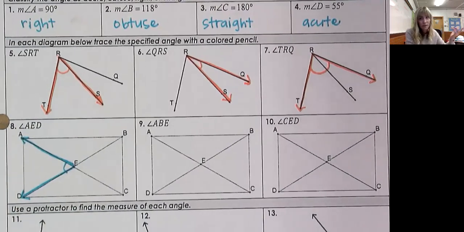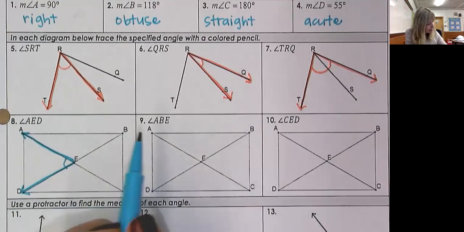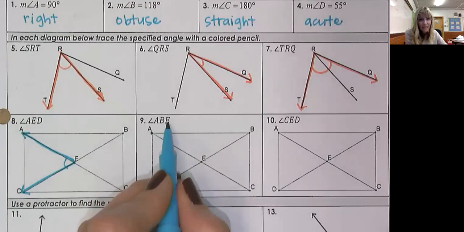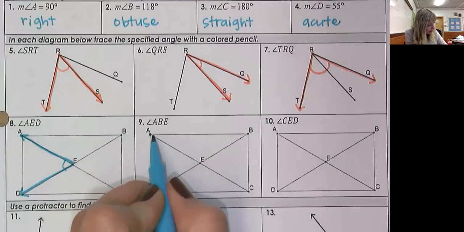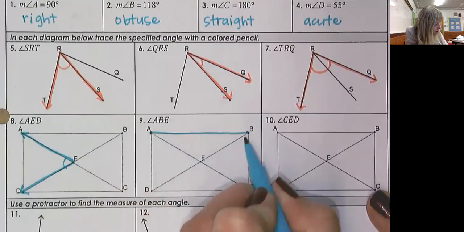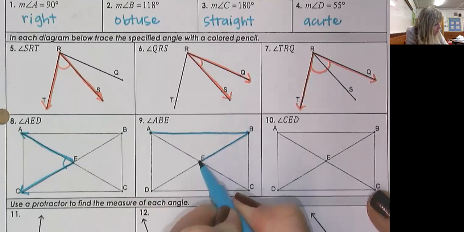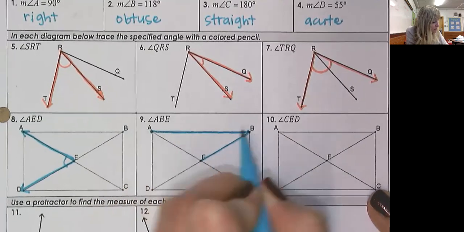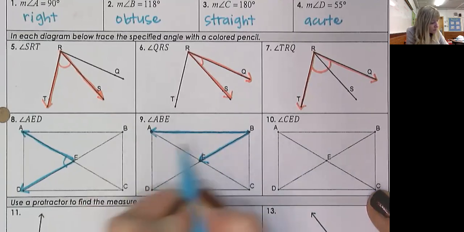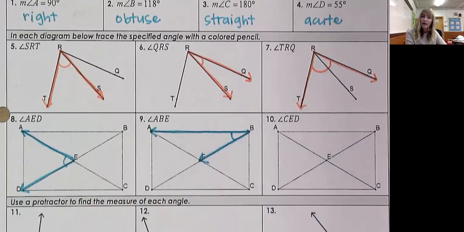Okay, same picture, different letters. Let's see where this one is. A, wait, where am I supposed to go now? Am I supposed to go to E? No, A, B, E, angle ABE. A to B to E. Oh, that's interesting. Maybe you wouldn't have even thought of that angle. But look, if I put the arrows on the end and say, those are my rays, I'm talking about that angle right there. A, B to E.